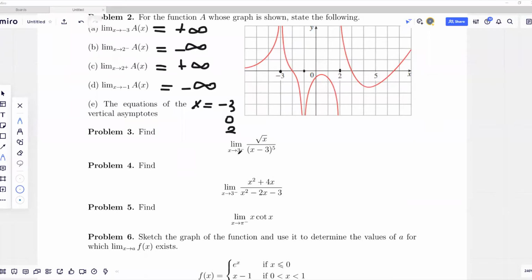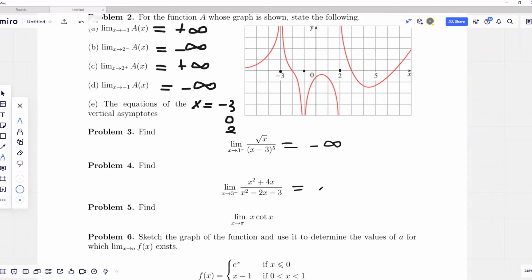Limit as x approaches 3 from the left side. If we substitute some value that is smaller than 3 here, we'll get a small negative number. To the odd power it is also negative, so 3 over some small negative number is minus infinity.